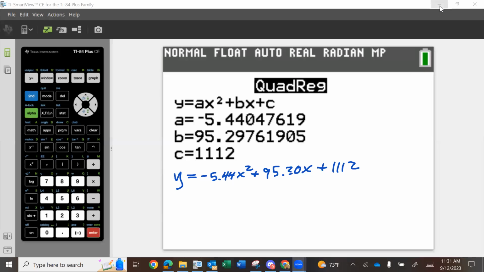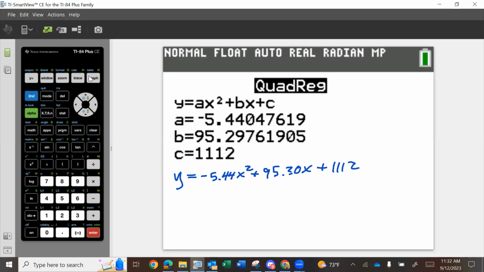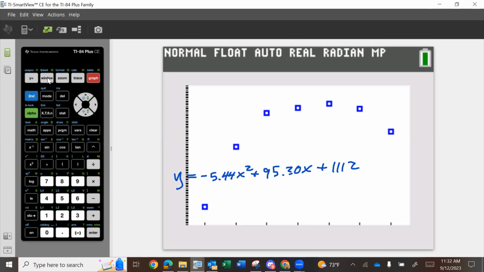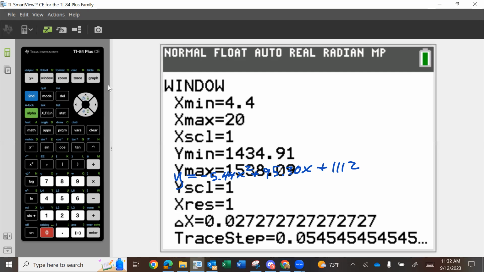Okay. So then it says, use your equation to predict the number of prisoners in the year 2020. Okay, 2020, that is going to be year number 20. And our graph on the years doesn't go up to year 20. It only goes up to year 7. So, oh well. But you know what? We could kind of explore that on our calculator. We don't have to, but we might as well. I'm going to go to window and push this out to year number 20 because the X's are our years.